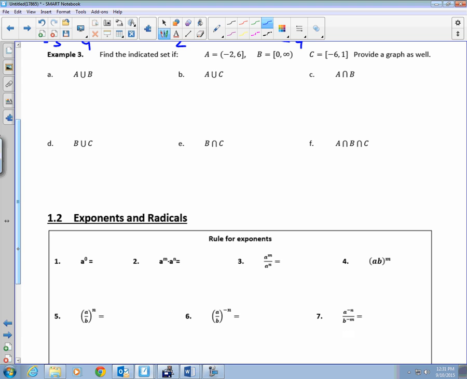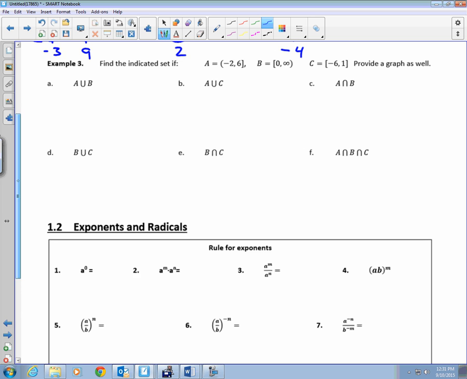All right, example 3. Find the indicated set if A is the interval -2 to 6, B is 0 to infinity, C is up to -1. Provide a graph as well. We're trying to find A union B. Union means that we include both together. Let me express this.